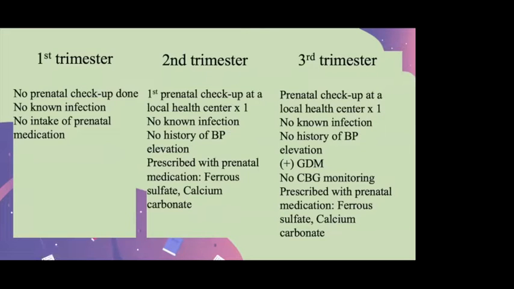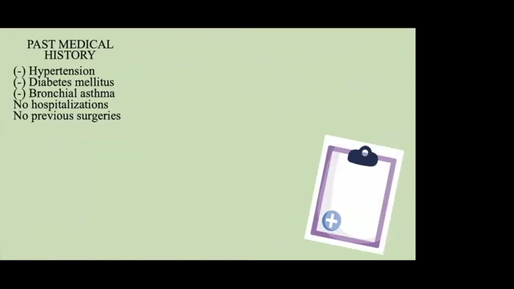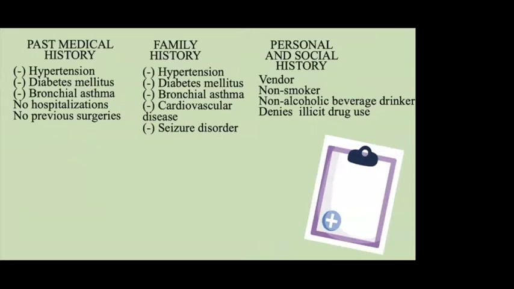Of note, during the third trimester, the patient was diagnosed with GDM and was advised to do CBG monitoring, but was, however, non-compliant. She is a Gravida 2 Para 1 1001 with an intrauterine pregnancy at the time of consult at 39 and 4/7 weeks age of gestation. Her past medical history, family history, personal and social history are all unremarkable.